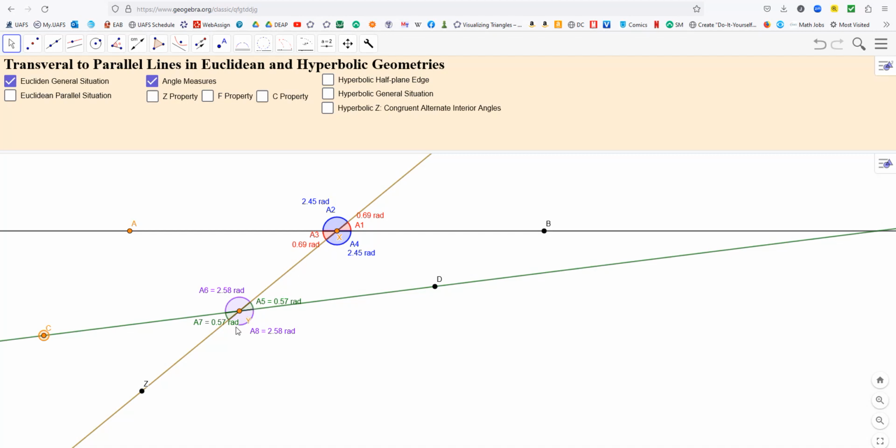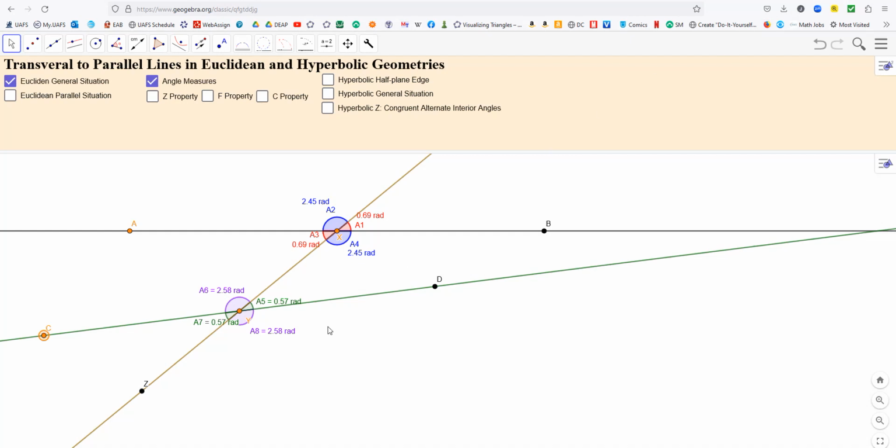A5 and A8 are also adjacent angles on the same side of the transversal. We could also say, for example, that A1 and A8 are exterior angles on the same side of the transversal, as are A2 and A7. A4 and A5 are interior angles on the same side of the transversal. A3 and A6 is another pair of interior angles on the same side of the transversal.